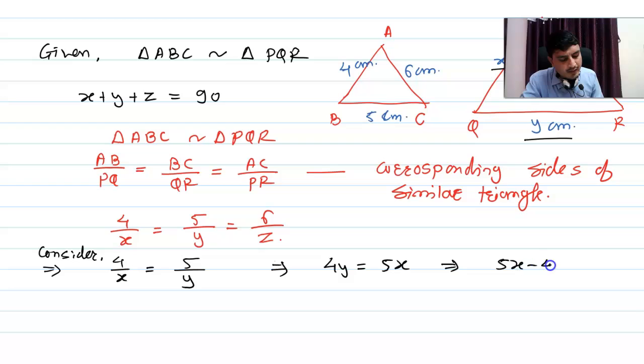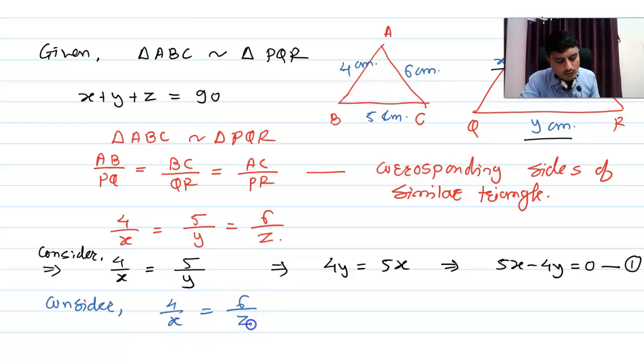We are getting 4x minus 5x minus 4y equals 0, called equation number 1. Now, once we equate either the first and last ratio or the second and last ratio, we are considering the first and last ratio. 4 by x equals 6 by z. Now 2 2s are 4 and 2 3s are 6, so we can write it in the form 2 by x equals 3 by z.